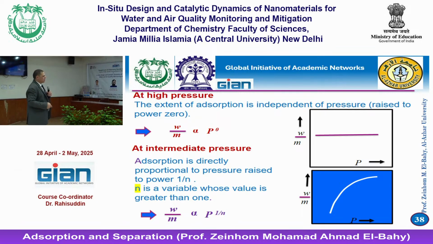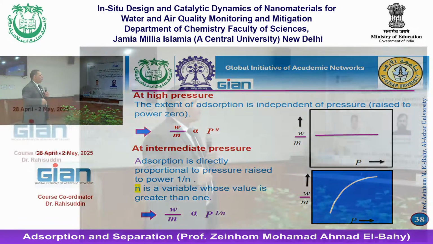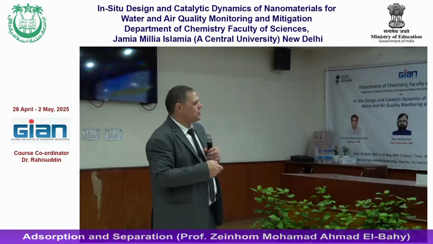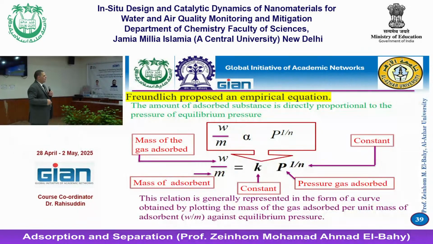And at intermediate pressure, W over M is proportional to P to the power 1 over N. In this region, Freundlich studied his equation. So we will take this equation to explain it and apply it. W over M is proportional to P to the power 1 over N, so W over M equals K P to the power 1 over N.